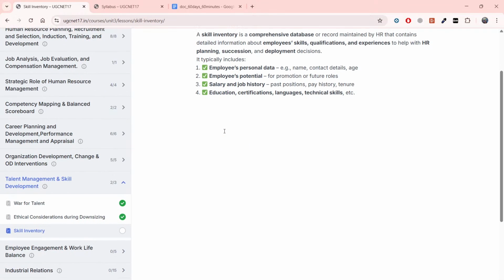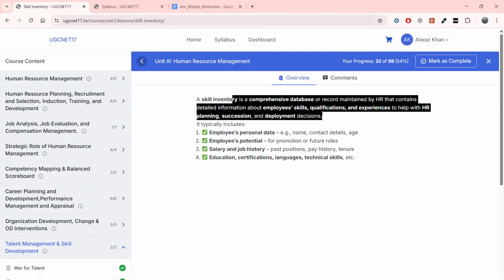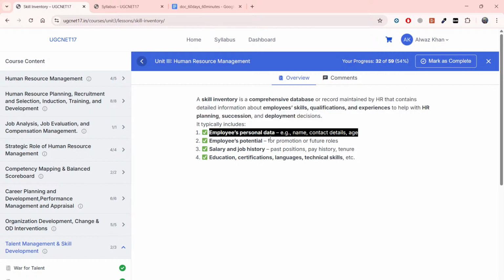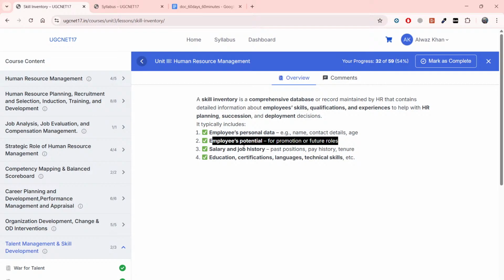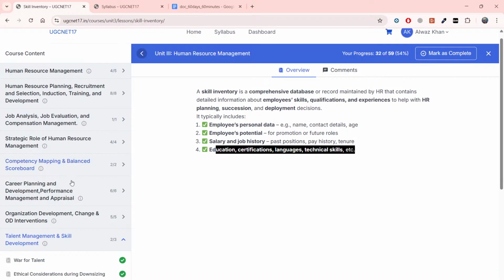A skill inventory is a comprehensive database or record maintained by HR that contains detailed information about employees' skills, qualifications, and experience to help with planning, succession, and deployment decisions. It includes employees' personal data, name, contact details, employees' potential promotion for future roles, salary and job history, past positions, past pay history, education, certification, language, tenure, technical skills, etc.